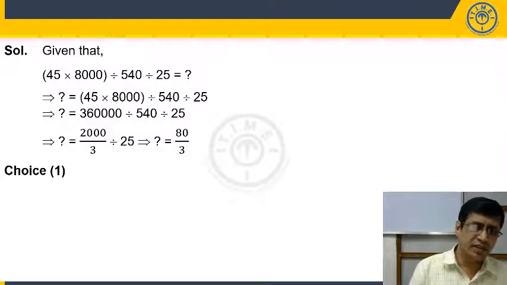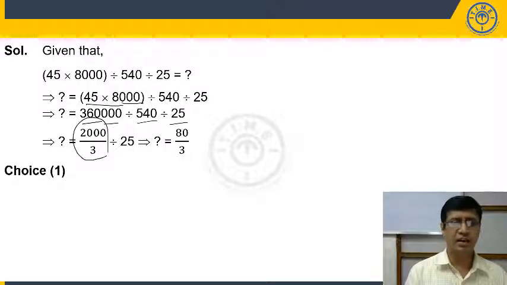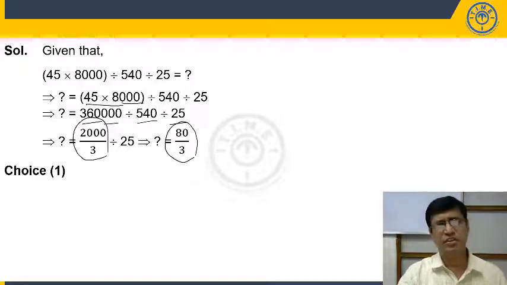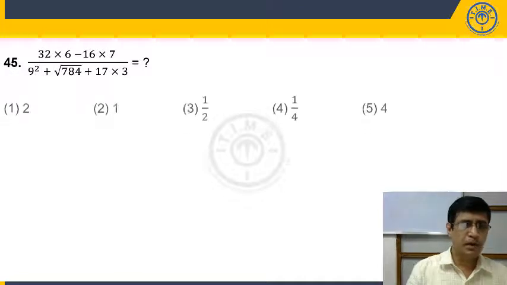Now what is given here? A 45 into 8, that is a 360. Here zeros are common, so 3 zeros I am adding, dividing with 540 and dividing with 25. So what is the result? Dividing with 540 means results 2000 by 3 and dividing with 25. Now it results in 80 by 3. So it is a simplification. Now look at the next example.